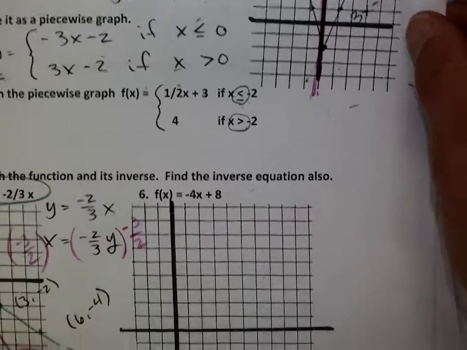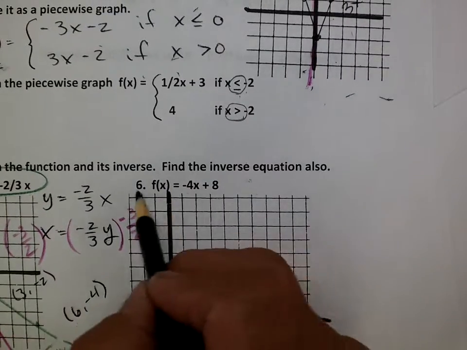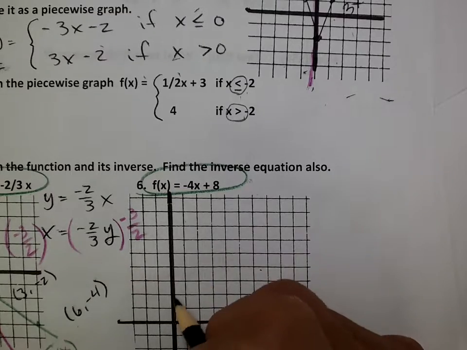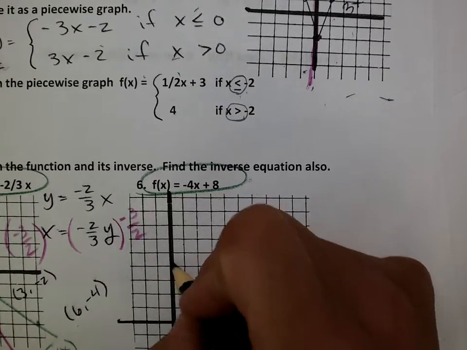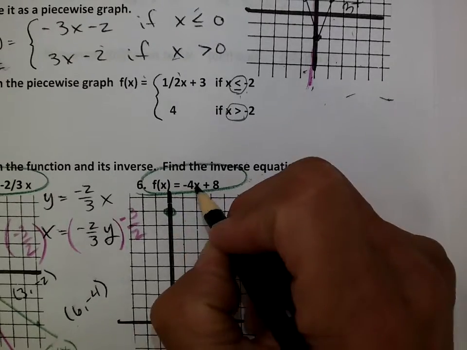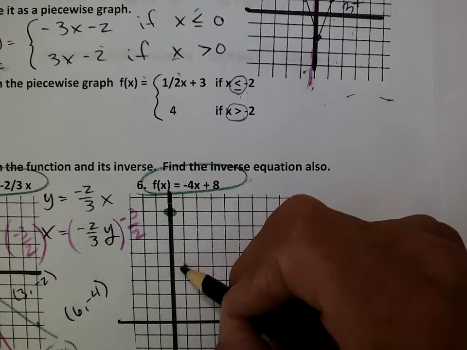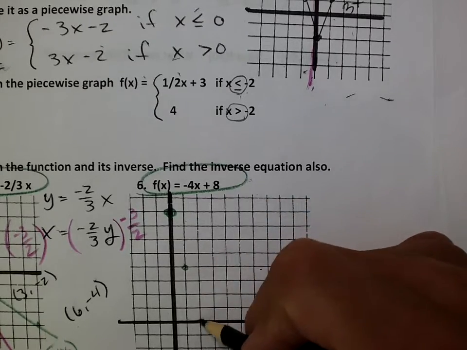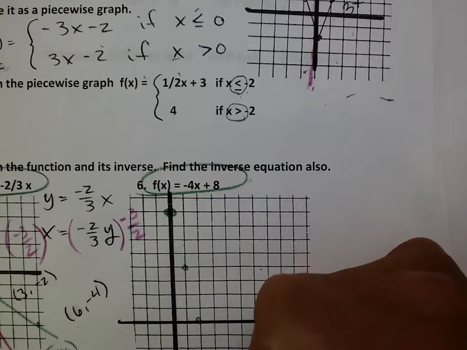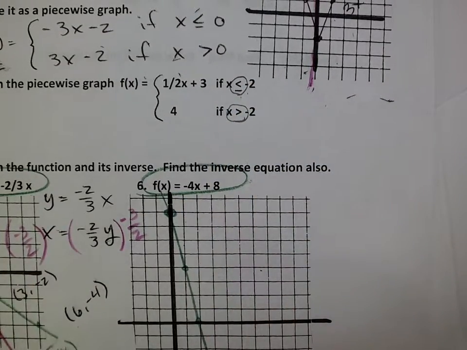Okay, another inverse, right? So first of all, let's graph the original. I'll graph the original in green. Start at 8. 1, 2, 3, 4, 5, 6, 7, 8. Negative 4, so I'm going to go down 4, 1, 2, 3, 4 over 1. Here's my line. Here's my f of x.